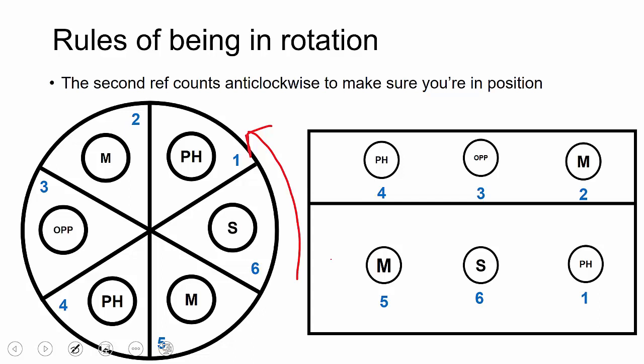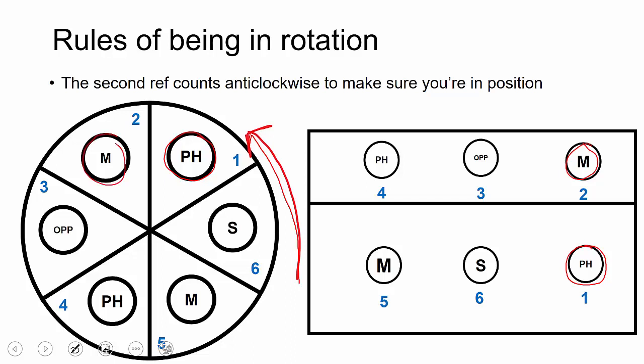Again, this is, I guess, the diagram. This is what corresponds to. So you can see the pass hitter is in position one over here. All right, if you keep going around, like follow this arrow, you see the next player is the middle in position two, right? So when you're counting backwards, you always count anti-clockwise. We'll go anti-clockwise in volleyball.